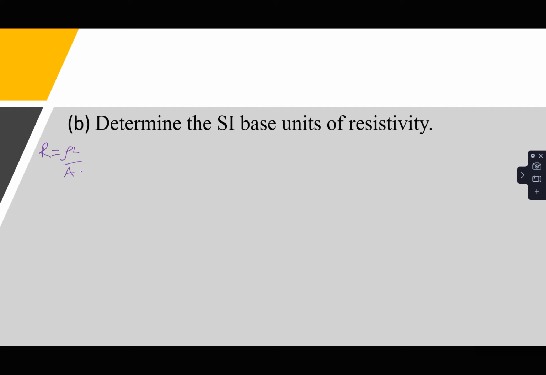But then you could still find the base units of rho, making rho the subject. Rho will be equal to R times A over L. It is easy to establish the base units of cross-sectional area as meters squared. It is easy to tell the base units of L as meters. The only challenge is the base units of resistance.